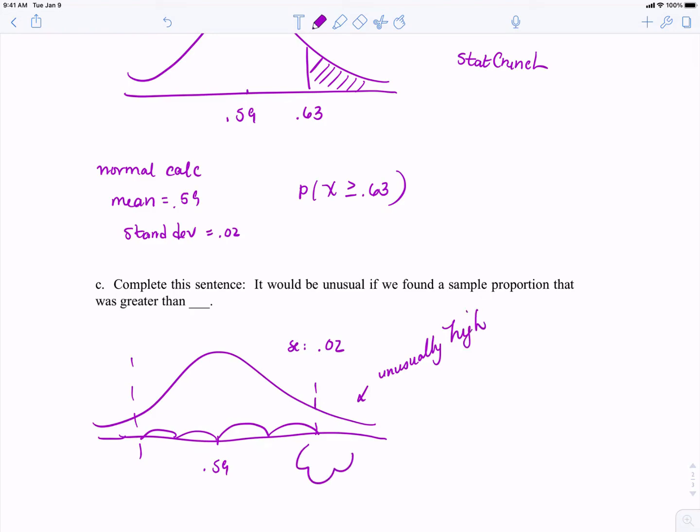So the question is, what is this number? Well, it would be 0.59 plus 2 standard errors. And if you do that calculation, you're going to get 0.63. So if we found a sample proportion greater than 0.63, or 63%, it would be considered unusual.